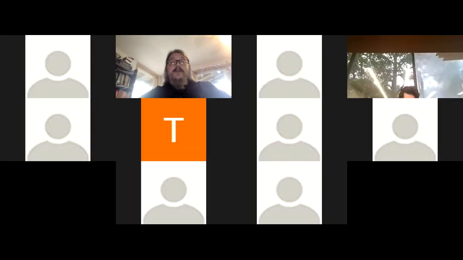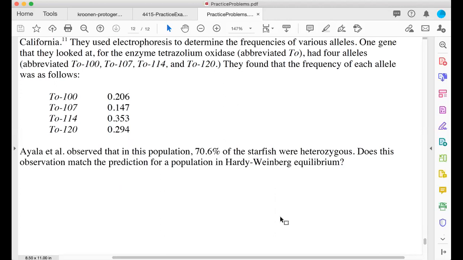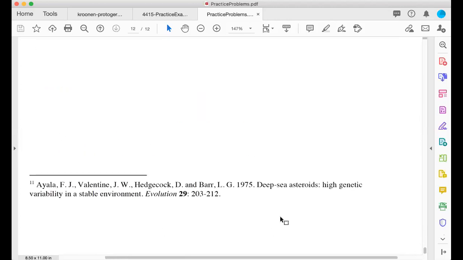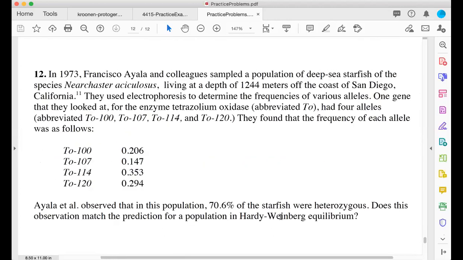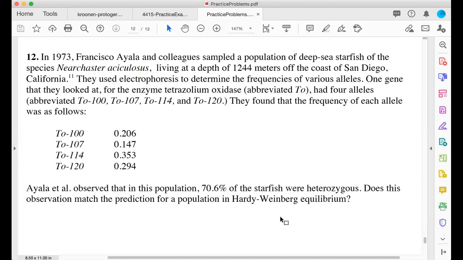Okay, hope that didn't put everybody to sleep. Real quick, I'm going to show you one, and I'm not going to work the whole thing, but this kind of freaks people out sometimes when they see a 4 allele problem like this.